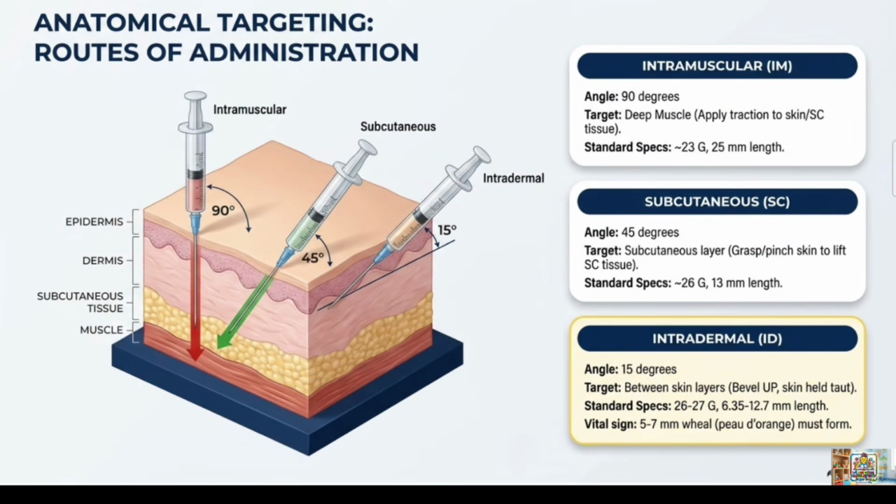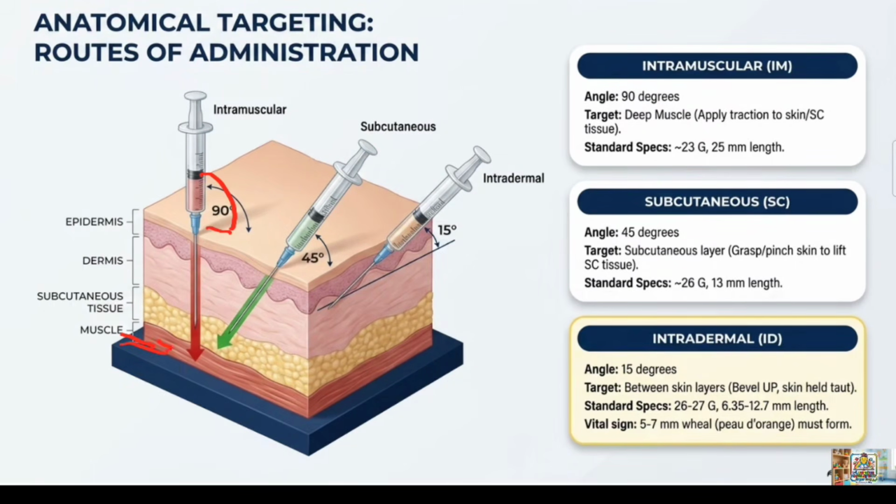Anatomical targeting. Routes of administration and angle of the injection. During intramuscular injection, IM injection, a 90-degree angle is used. Target is the deep muscle; apply traction to skin or subcutaneous tissue. Standard specification is 23 gauge with 25 mm length needle, deep to the muscle.